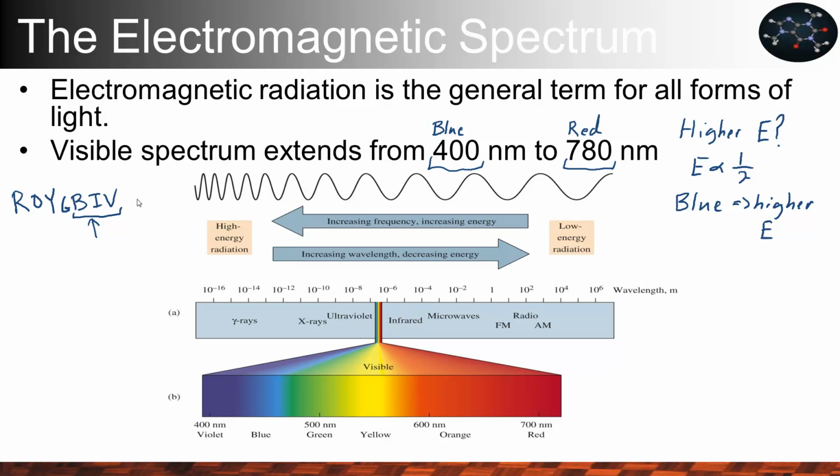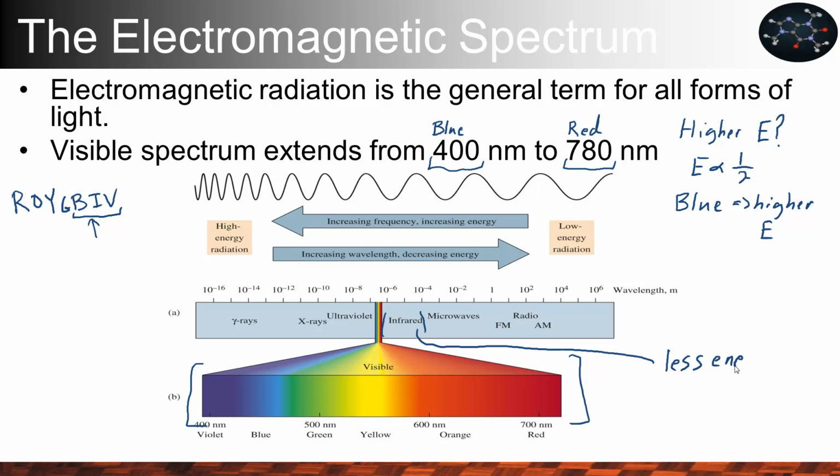So Roy G. Biv gives you the order of lowest to highest energy for visible light. Red, orange, yellow, green, blue, indigo, violet. Okay, so that's the visible spectrum of light. In terms of energy, if you have less energy than red, you can't see it, right? But that's infrared.